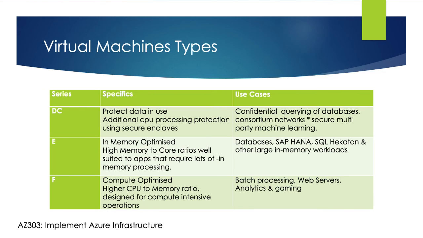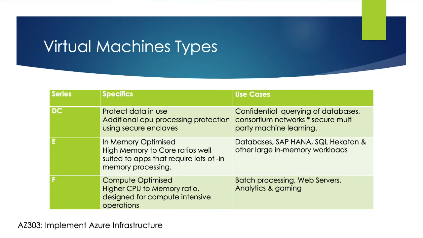As we move up the series, we start to get more specialised use cases. So the next one is the DC series. These have special CPU processing protection using something called secure enclaves. And they're ideal for customers who are quite worried about the sharing of data or leaking of data in shared environments. So for example, they support confidential querying of databases, consortium networks, and secure multi-party machine learning.